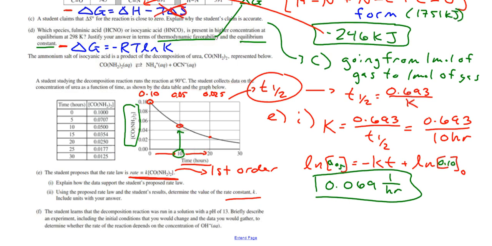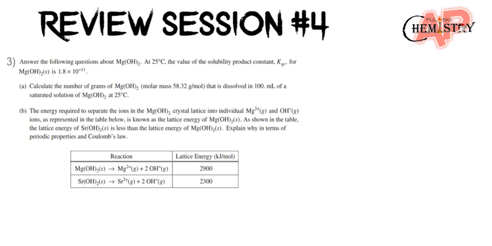This is another 2017. Coming up. This is much shorter now. So they're going to get a lot shorter as we go here. So to answer the following questions about magnesium hydroxide, they give us a KSP. Whoa. All right, just two problems. So this is probably only worth 4 points.